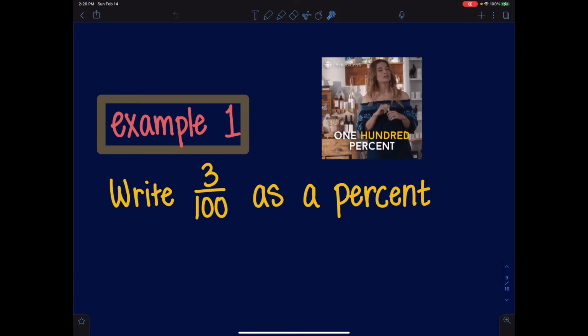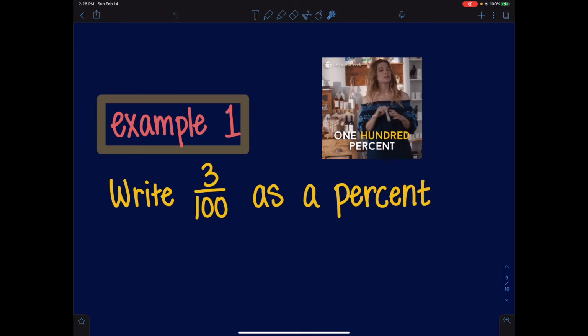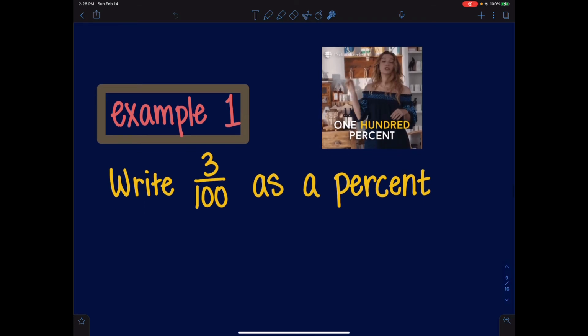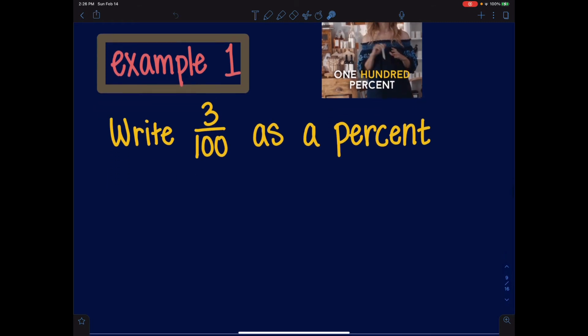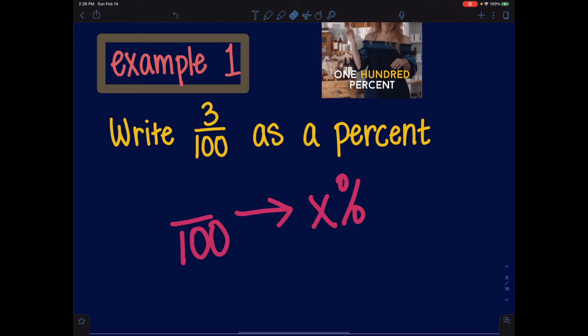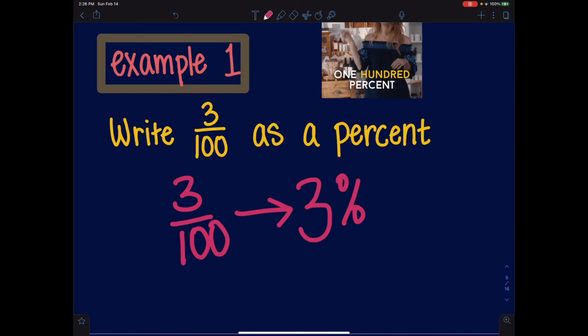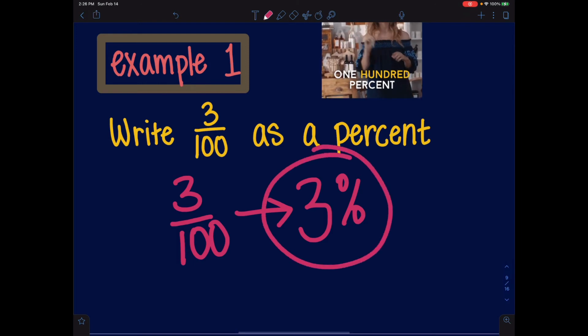All right, example 1 says, write 3 over 100 as a percent. So how would we do that? 3 over 100 as a percent. So I just said if we have X over 100, it turns into X%. So if that X is 3, then it's just going to turn into 3%. You wouldn't want to get that on a test, huh? 3 out of 100, you would only have 3%, and that would be an F. Except if you got 3% on this question, then you got it 100% correct.